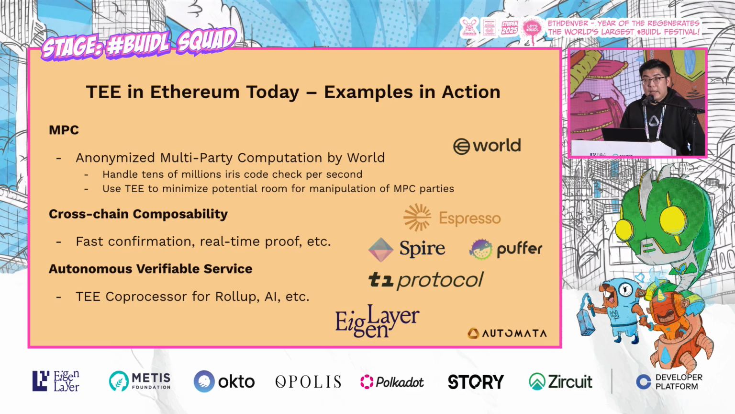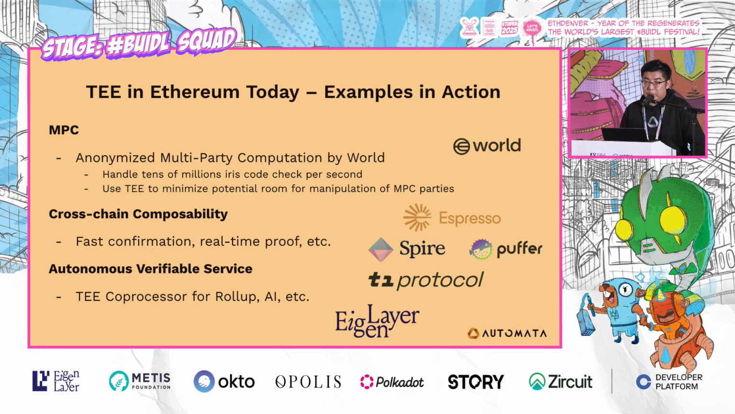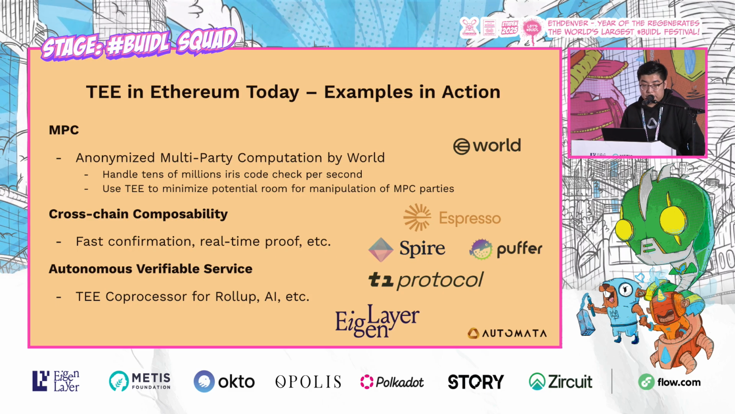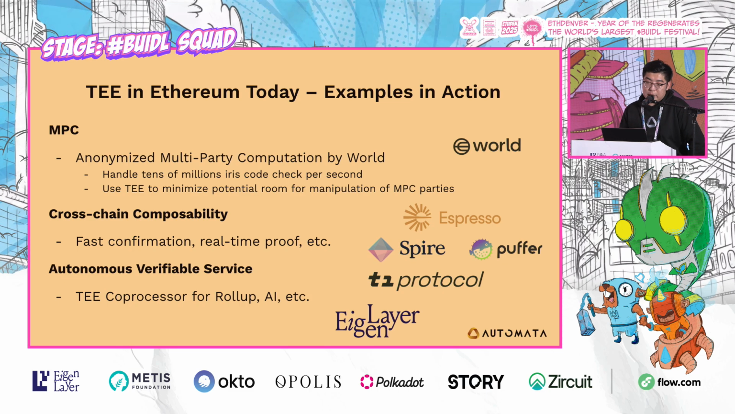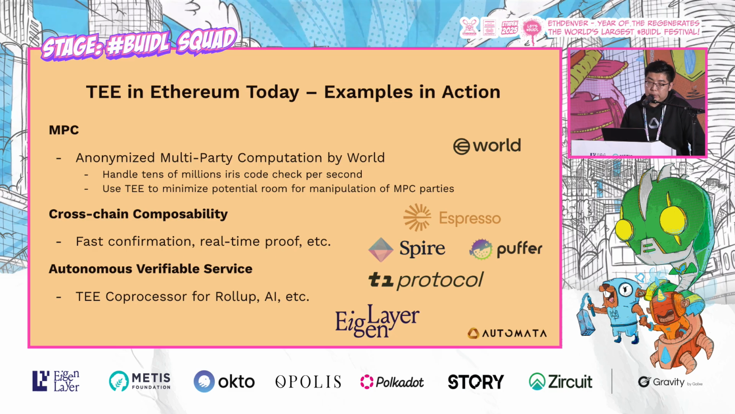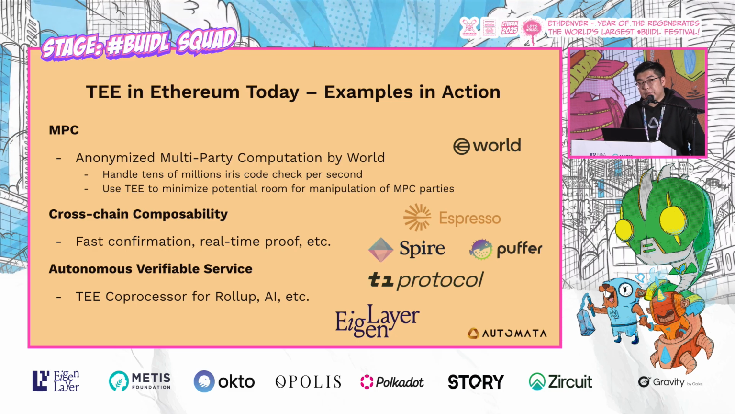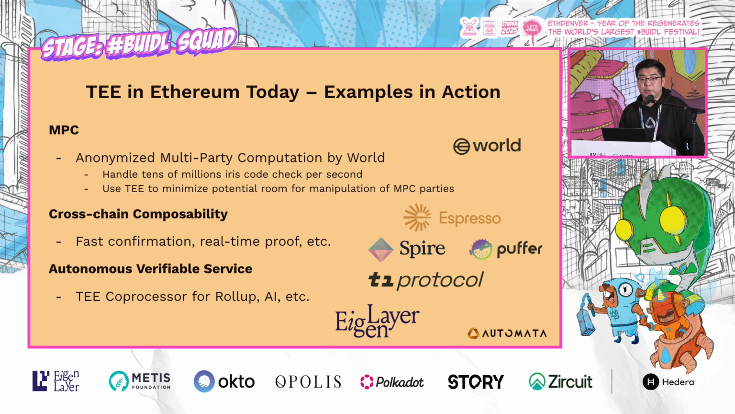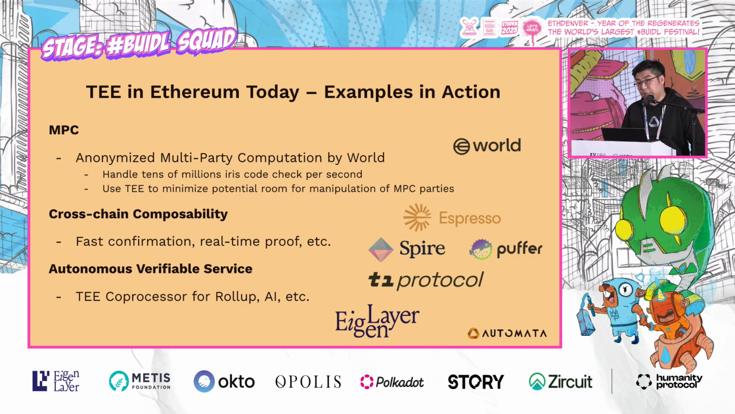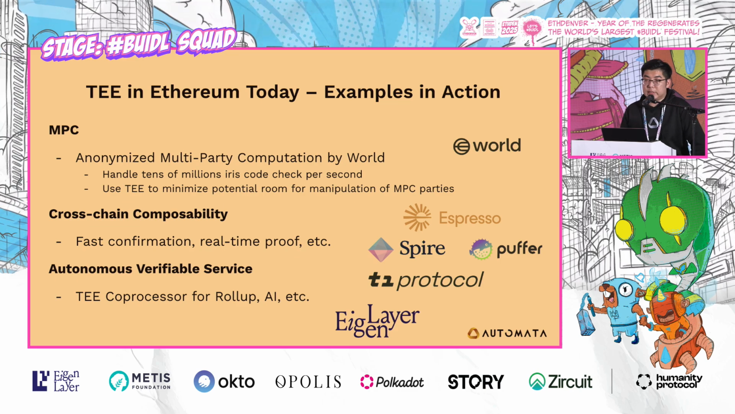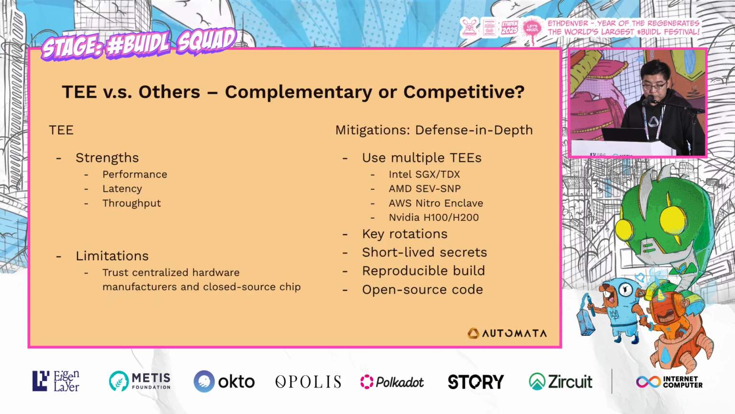And of course, we have seen projects building in the composability space. They are trying to use TE to make fast confirmations and create real-time proofs as well. Lately, I think EigenLayer has also mentioned that they are building autonomous verifiable services, which can also make use of TE coprocessors to scale up computations, to provide service for rollups, as well as for AI agents.